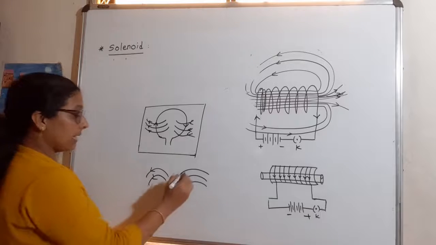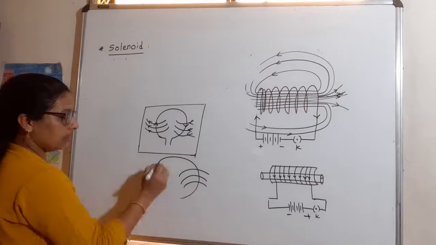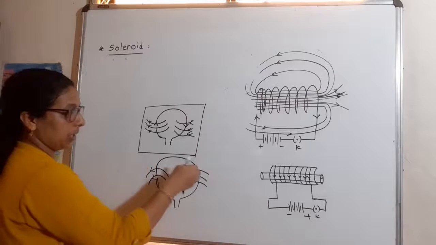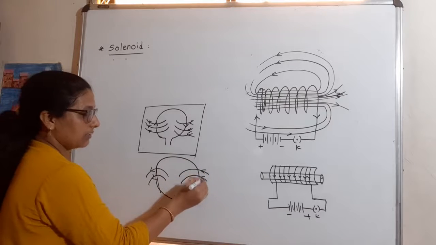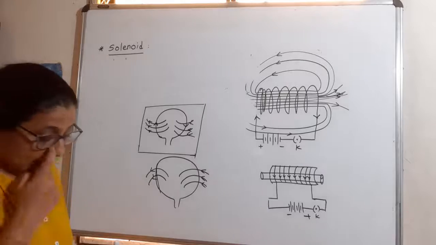अगर ऐसे कर्व बनाया तो ये बाहर की तरफ है. Here is the loop. This is our circular loop. ये बाहर की तरफ आ रही है like this. तो यहाँ पे क्या होगा? अंदर की तरफ जाएगी. You understand this?